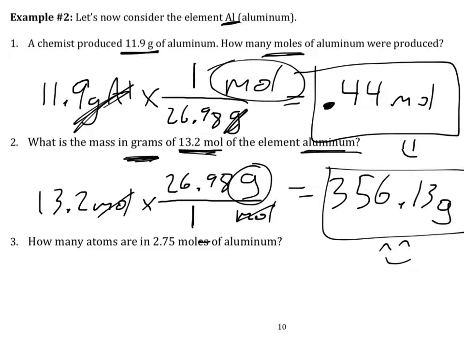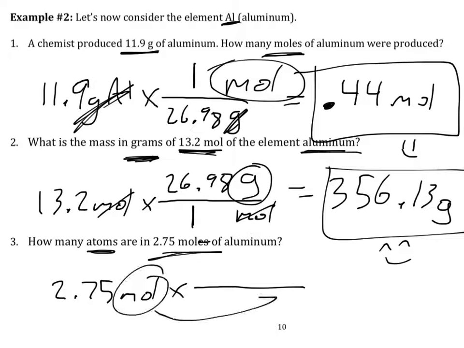All right, last one. We're given moles. It's asking for atoms. So again, step 1, write what you have. This is what's given, write what's given. Then you multiply by a fraction. Whatever units you start with go on the bottom. And this time, we're going from moles to atoms.